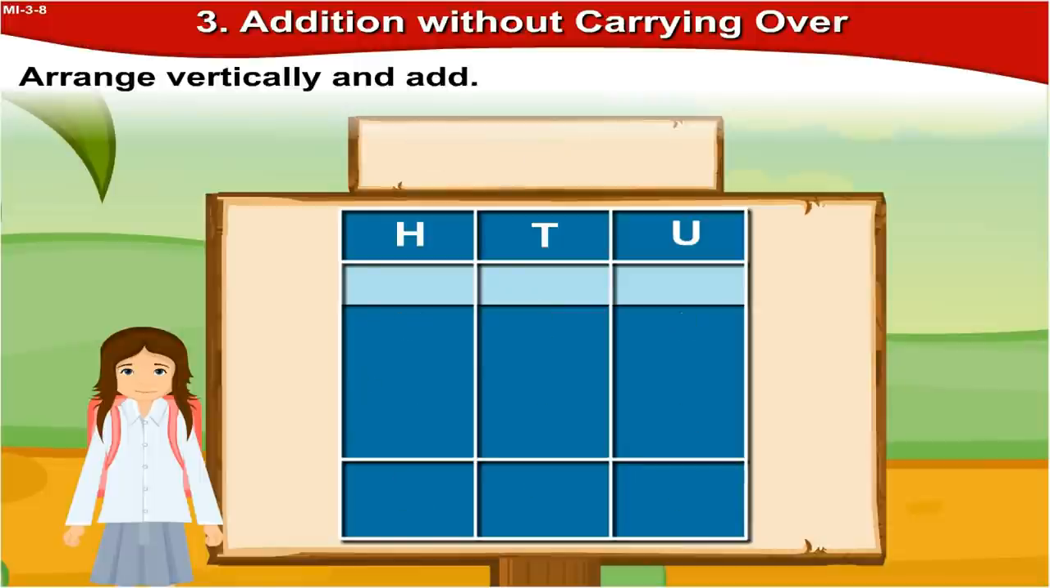Let us see the next sum. 122 plus 324. Let us begin our addition. For that, first we'll arrange them vertically and write HTU. 122 would be 1 hundred, 2 tens, 2 units, plus 324 would be 3 hundreds, 2 tens, 4 units.